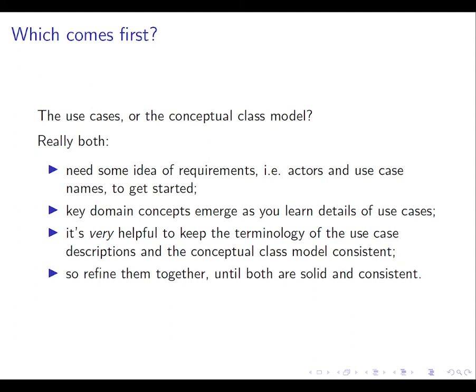So I've already started to answer this question of which comes first, the use cases or the conceptual class model. I've said that we really want to be developing them in parallel. So we need some idea of what the requirements of the system are. We're going to need to know who are the people or the external systems that are going to interact with the system we're trying to build, and what do they want to do with it. So that's the actors and the use case names, before we can really get started.